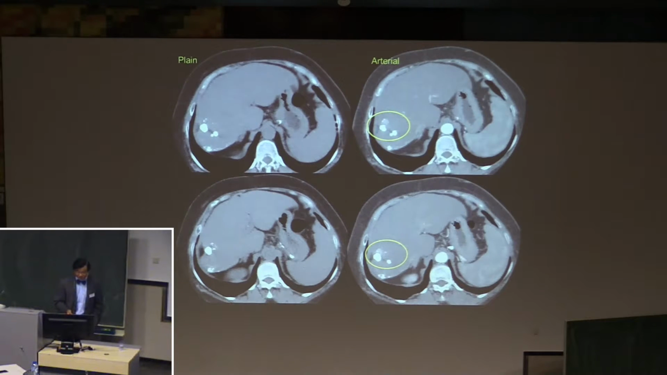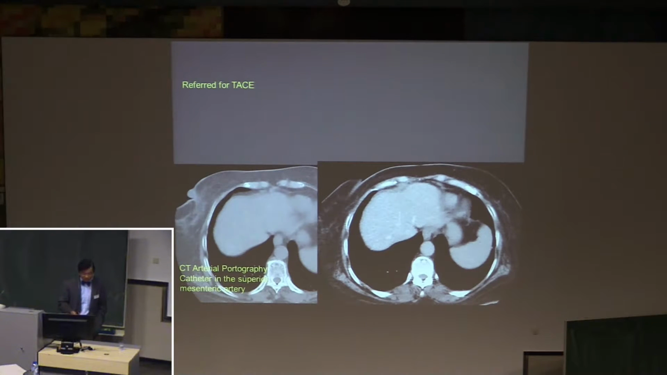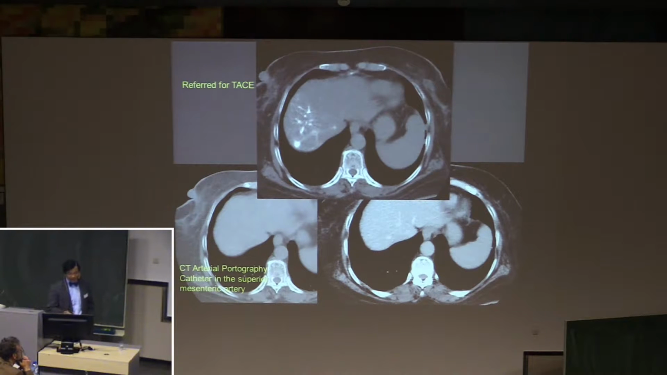It's shown there. So the patient was referred back for a follow-up chemoembolization, and this time we performed this in the CT angiographic suite. We first performed a CT arterial portography with a catheter in the superior mesenteric artery on the principle that tumors will not show up if you only enhance through the portal veins, and they will show up as filling defects.